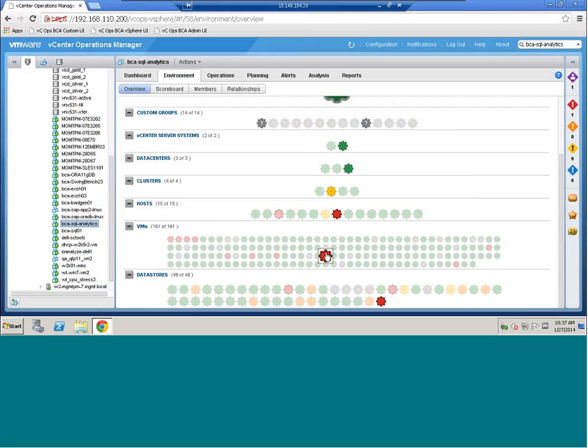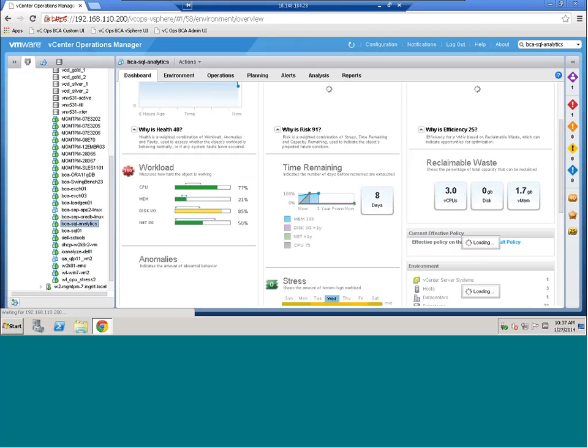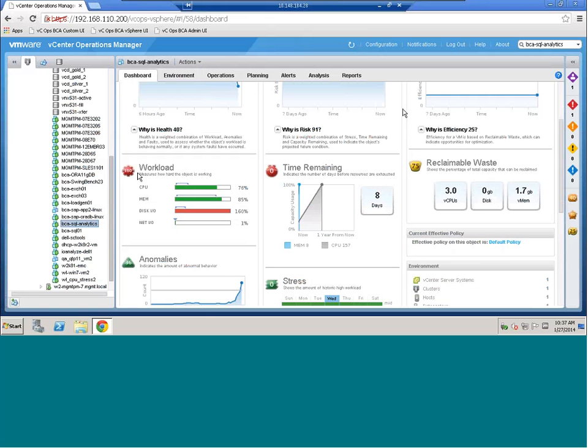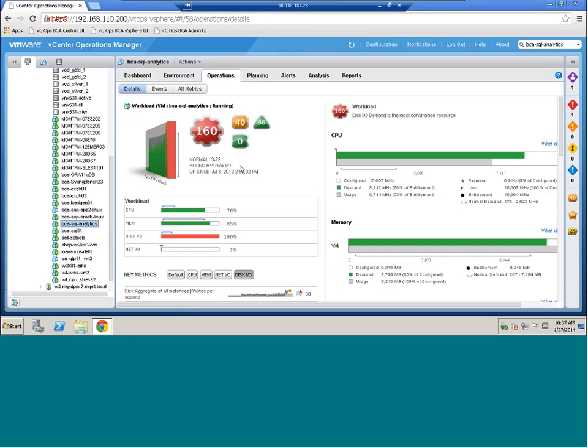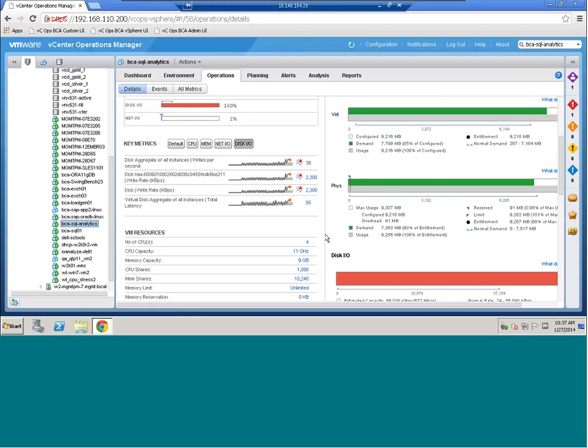Whether I double click on it here or I get a quick overview of the relationship across the dashboard, clicking on any health-related badge, or double clicking on any health-related badge from the Environment tab, will take me to the Operations tab. And in looking at the Operations tab, I can see exactly what I was talking about a moment ago. We can see that the workload is very high. It's running at 160%. And we see that 160% is for disk I/O. And we see that the disk I/O is outside of its normal operation. It's running really high, outside of the normal expectation here.